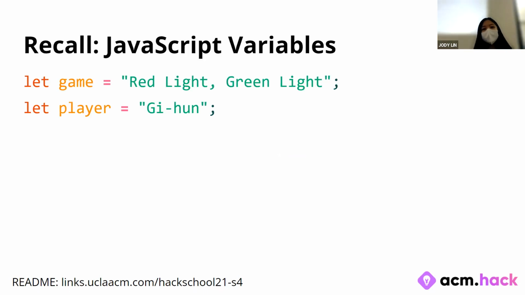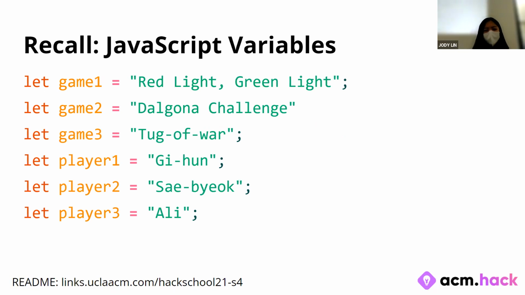Recall that in JavaScript, we can declare variables like this. We have game equals red light, green light, player equals Gihun. Suppose we're making a JavaScript program about Squid Game. The first thing we have to do is define some variables with data that's relevant to the show. Then we make this more comprehensive. There are actually 6 games, but I wrote 3 here just for the example: red light, green light, Dalgona challenge, tug of war. And then you're tired of writing the 6 games, so you stop at 3, but let's start on the players.